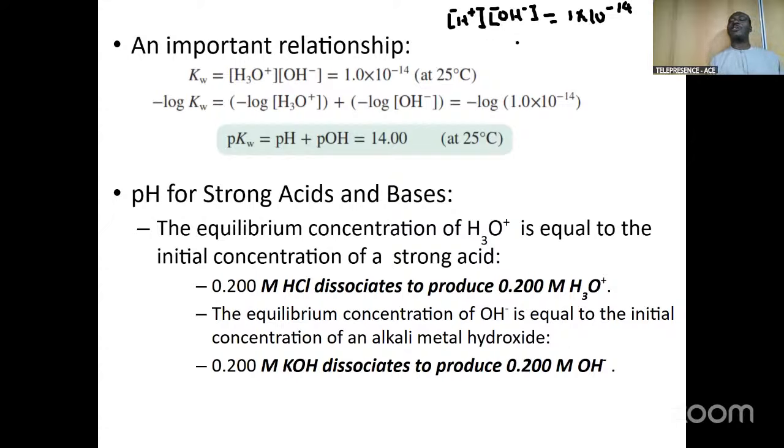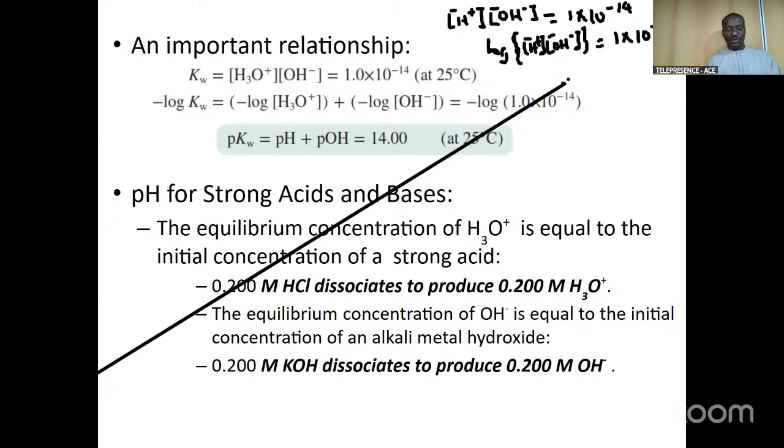If we take the logarithm of both sides of this expression, we have log of the product of H plus and OH minus equals log of 1 times 10 to the power of minus 14. Sorry, I should take the log of that too. Let me clean this so I can rewrite it quickly before we run out of time.